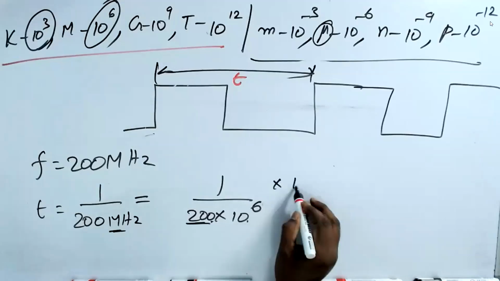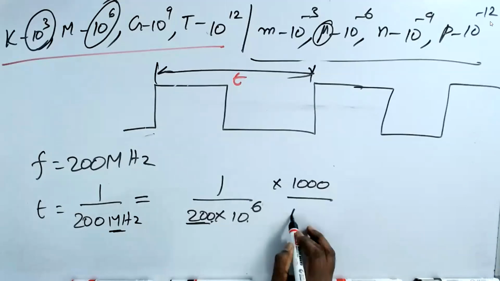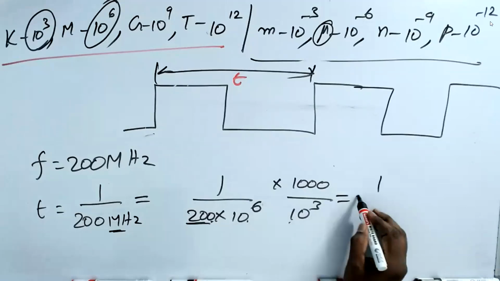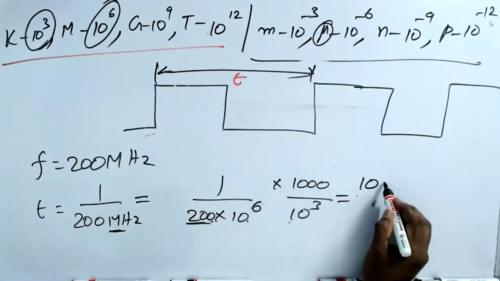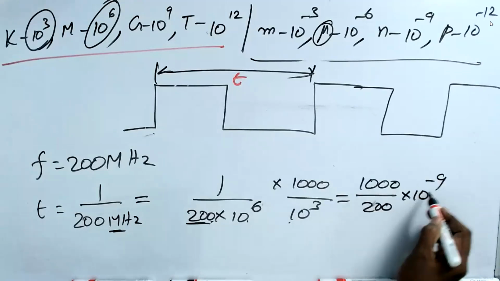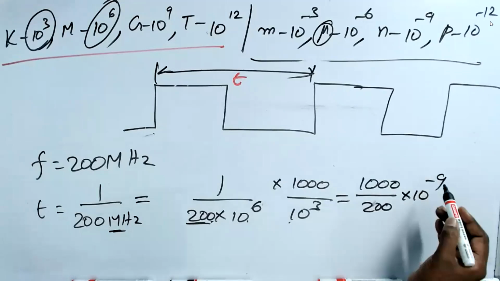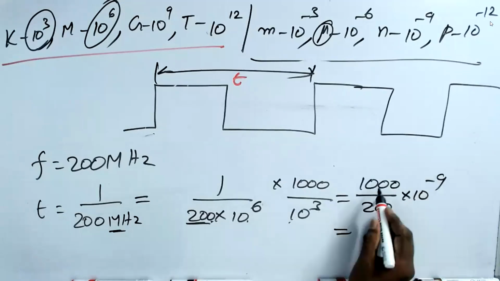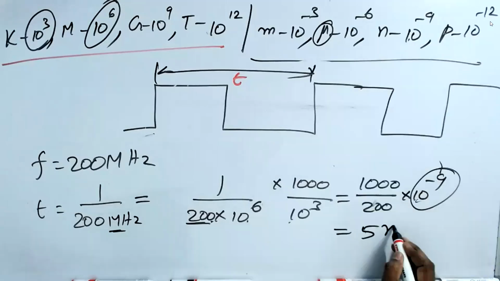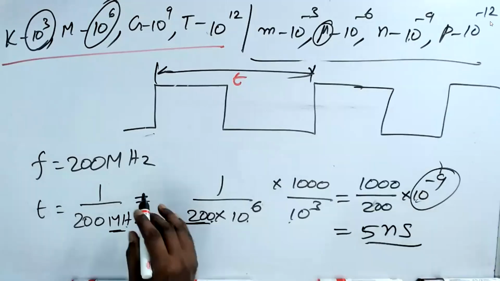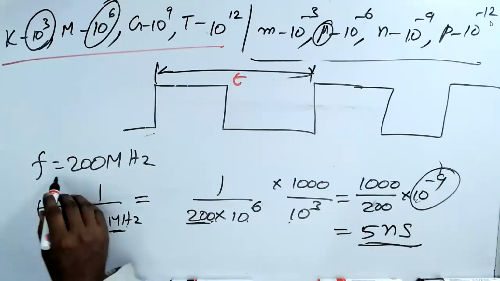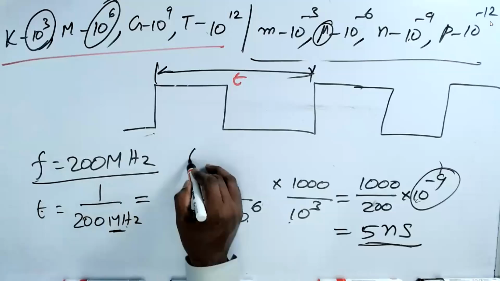10 power 3 is 1000. So this is equal to 1000 by 200 into 10 power minus 9, because 6 plus 3 is 9. It goes to minus 9, equal to 5. 10 power minus 9 is nanosecond. 1 by hertz is equal to second, because T is always in seconds. So 5 nanoseconds. If F is equal to 200 megahertz, T is equal to 5 nanoseconds. Let us make one more example.